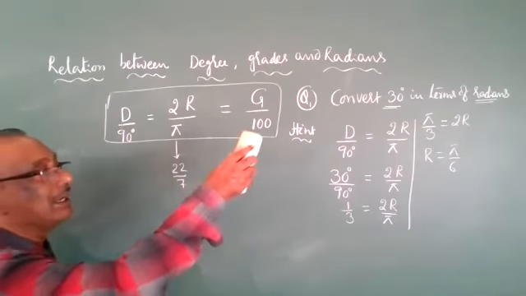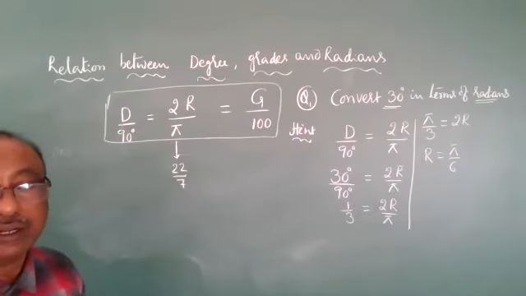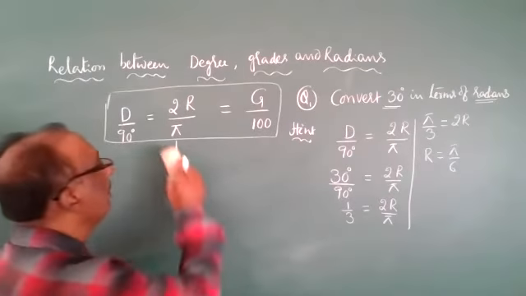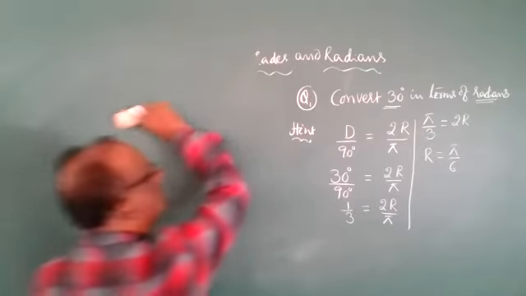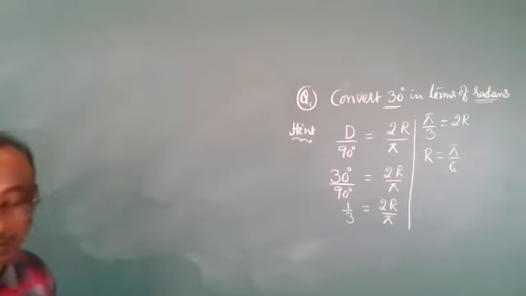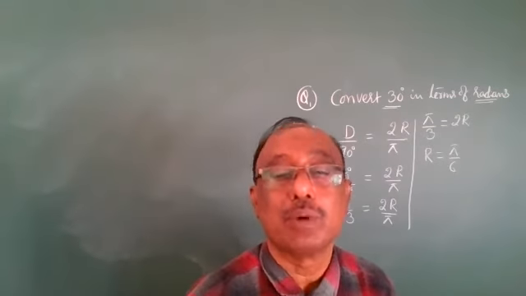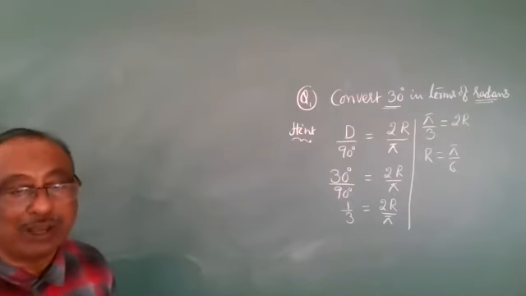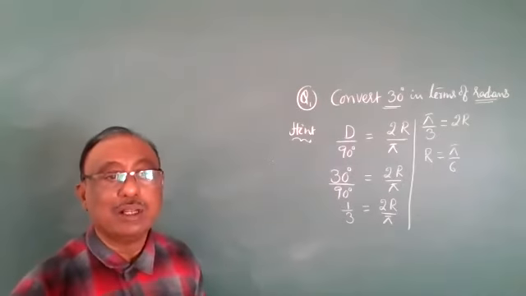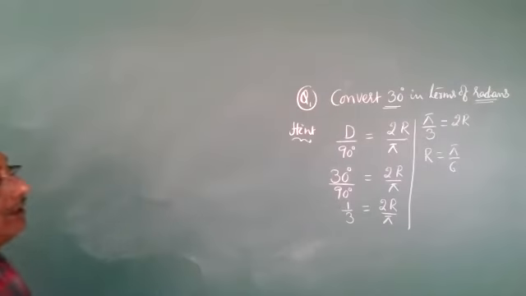So what is being asked? Degrees and radians means only the degrees and radians relation we can take. Pi is 22 by 7, and its reciprocal is 7 by 22, but since it should be in terms of radians, write only in terms of pi. So we get 30 degrees equal to pi by 6 radians.